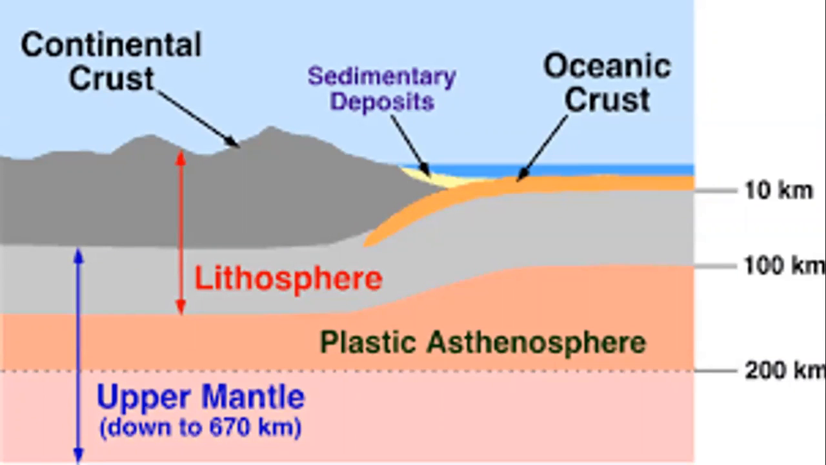The asthenosphere is solid upper mantle material that is so hot that it behaves plastically and can flow. The lithosphere rides on the asthenosphere.